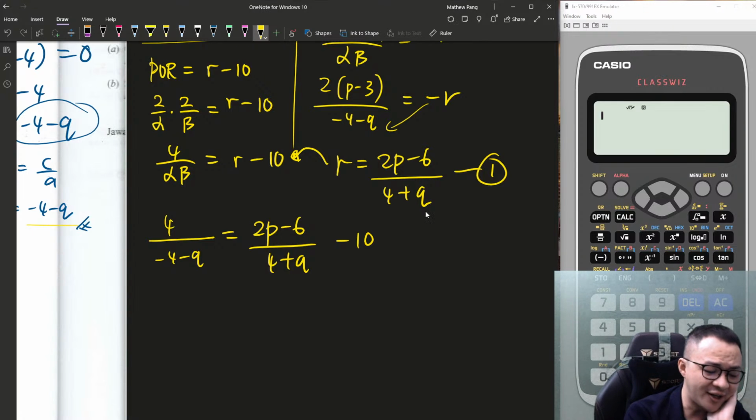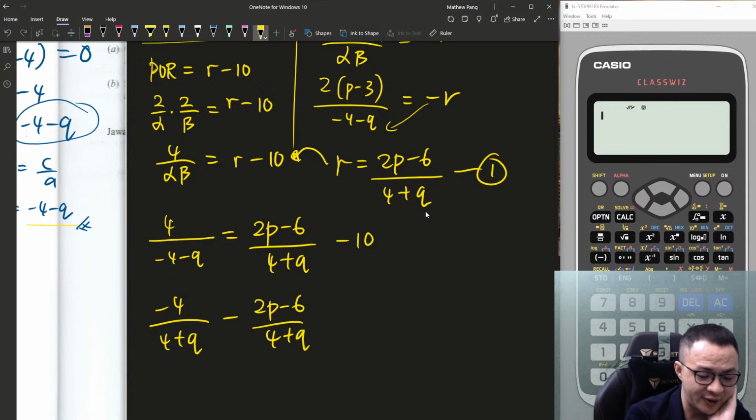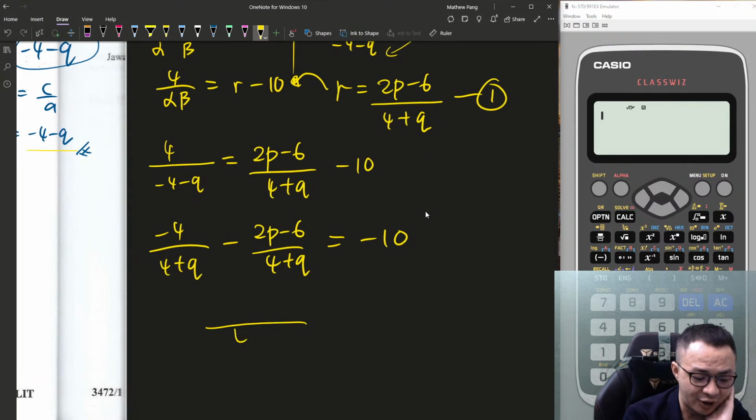Okay, I factorize out the negative from here so that I can make them the same denominator. So minus 4 is 4 plus q, minus 2p minus 6 over 4 plus q equals negative 10. Now they have the same denominator, I can group them together. This one is minus 4 minus 2p plus 6 equals negative 10.